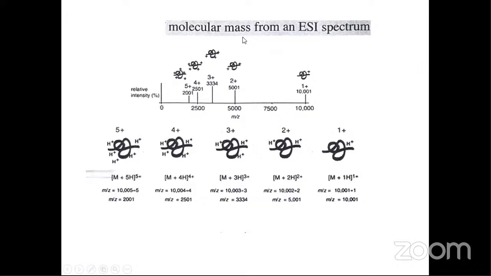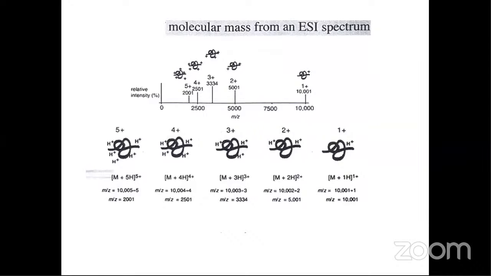One problem with the ESI is the same sample can acquire many charges. So it could take one charge, it could take two charges, 3+, 4+, 5+. So when we look at the M by Z, we may get confused. If it is a 10,000 molecular weight with one charge, 10,001. If it takes two charges, 10,002, it becomes actually 5,001. So we may think that it's a 5,001 molecular weight and so on.